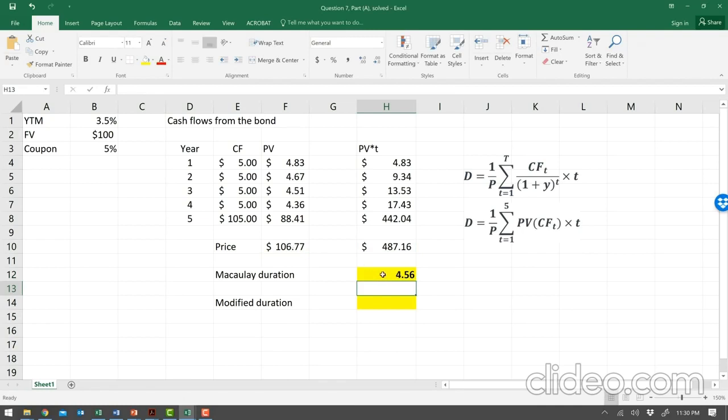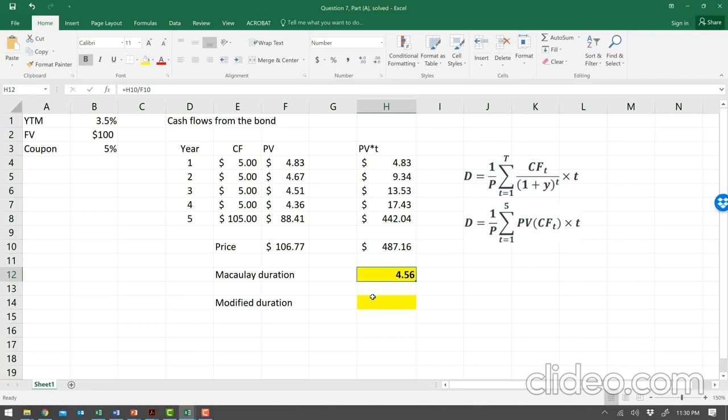4.56. Again, recall the other check: because this is a coupon-paying bond, we expect the Macaulay duration to be lower than the maturity of the bond. The maturity of this bond is 5 years. The Macaulay duration is 4.56.